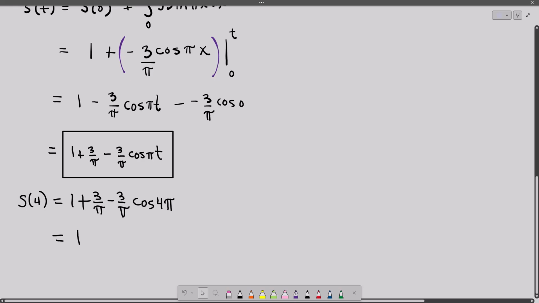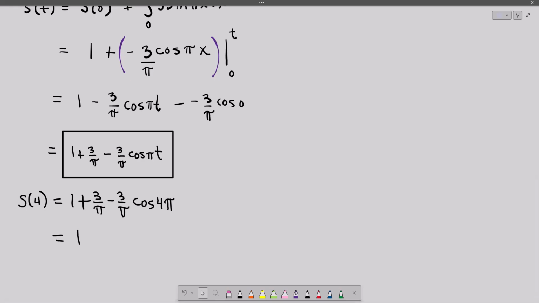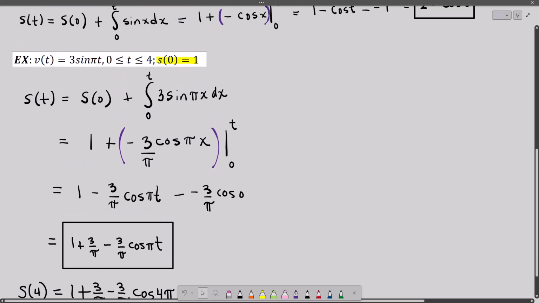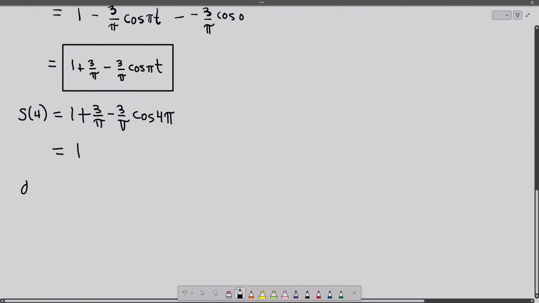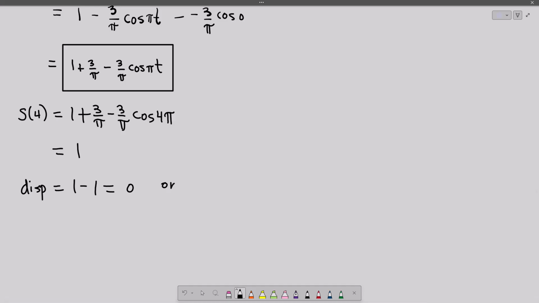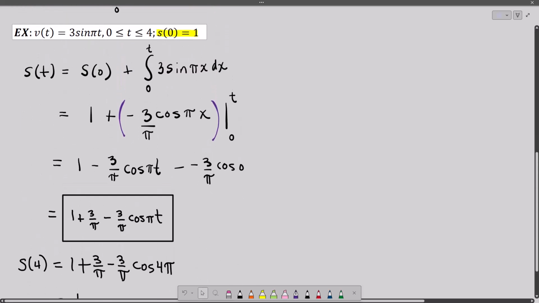So what is the total displacement then? Nothing. 0. Because this found our position at time 4. What was our position at time 0? 1. So the position at time 0 is 1, and the position at time 4 is 1. So if we were asked for the total displacement here, we would end up with 0. So that's what we should get. If we just integrate this function here from 0 to 4 directly, we will get 0.